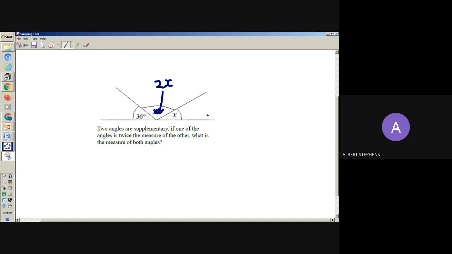Anybody, how do you approach this question? What do we know? Angles on a straight line measure 180. Yes, good. So what does that say about all of this? Everything must add up to 180. Right, so in other words, the 36, the 2x, and the x add up to what? 180.